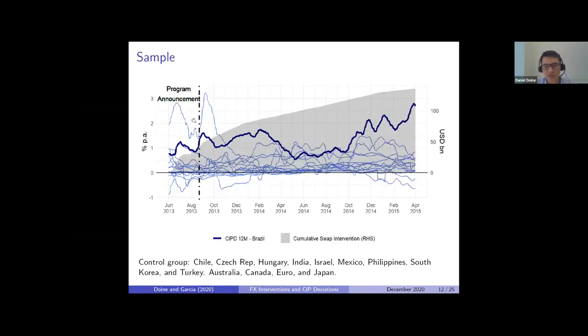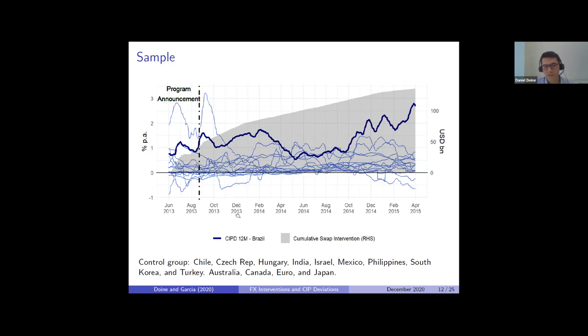So here is a graph illustrating what we are trying to capture. In dark blue we have the CIP deviation for the 12-month maturity for Brazil, right? And in light blue we have the CIP deviations for the same maturity for other countries that compose the control group. And here we have the announcement of the program in 2013, right? We see some increase here after the announcement, and higher CIP deviations along time. And in gray, we have the cumulative swap interventions. As I said, these are daily interventions, and we see this increasing linearly along time.